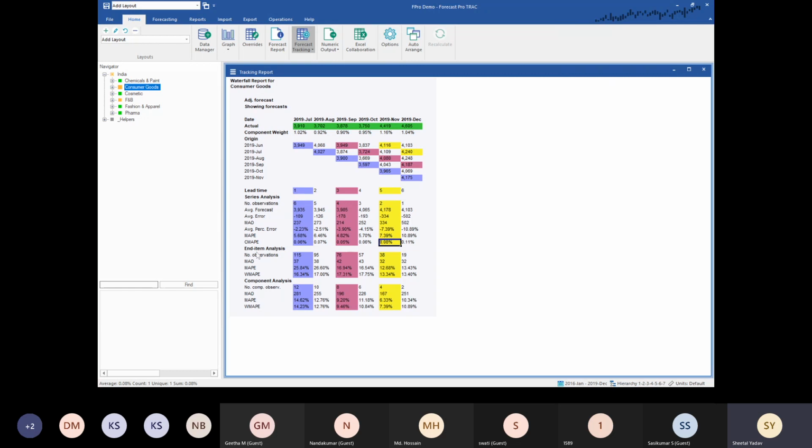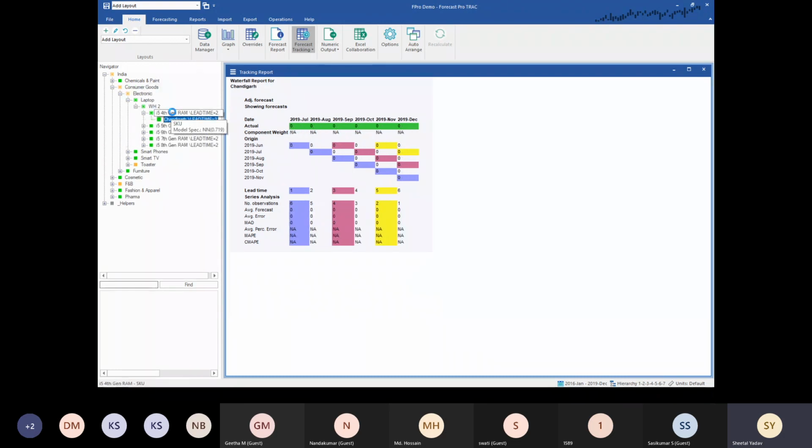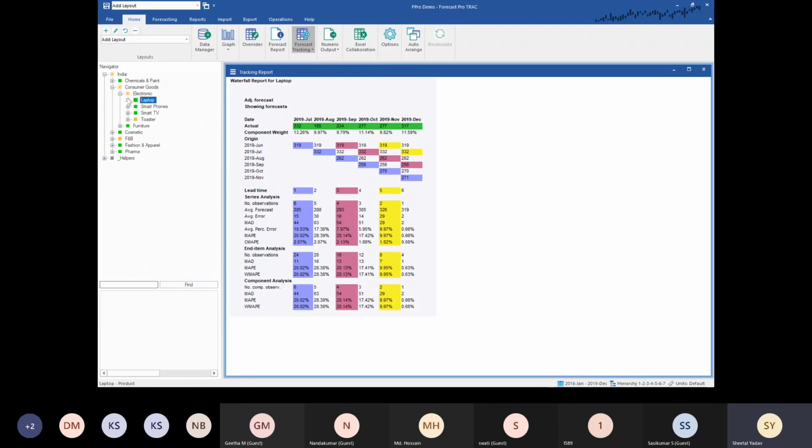Now, let's move to the end item analysis and component item analysis. To be able to understand these terms, what we need to do is look at my product hierarchy. So in this case, I have a company, and the option is basically set up in this fashion. I'm going to look at my electronics. So this company is being bifurcated into chemical paints, consumer goods, electronics. Electronics is further segregated into laptops. Then we have some location. Then we have these different SKUs being sold in different locations altogether.